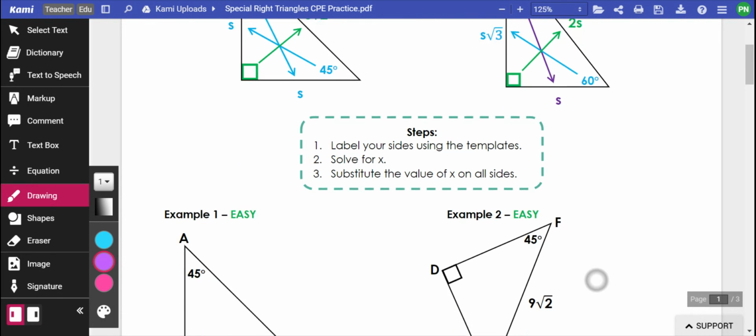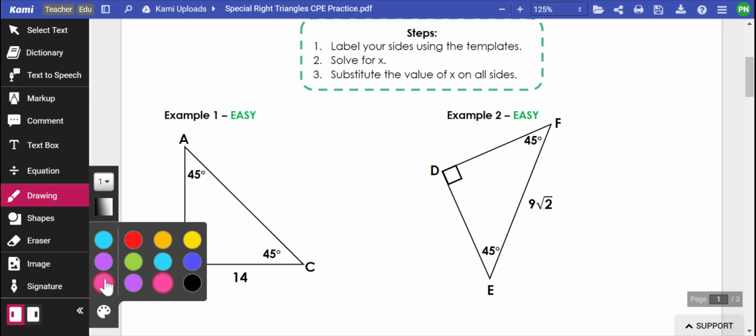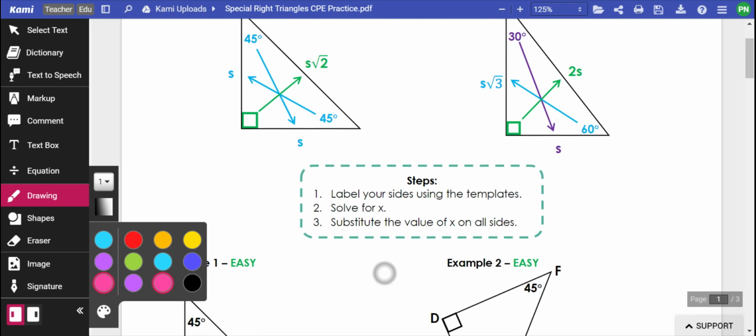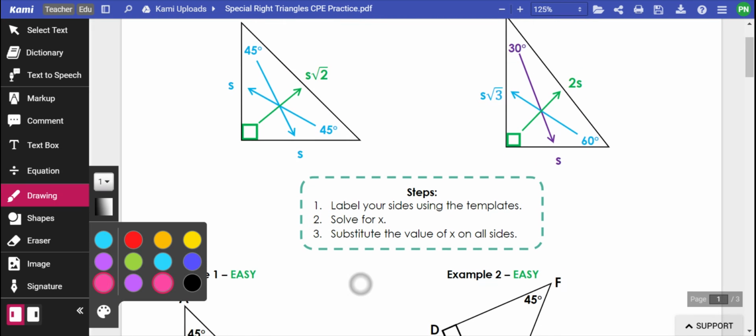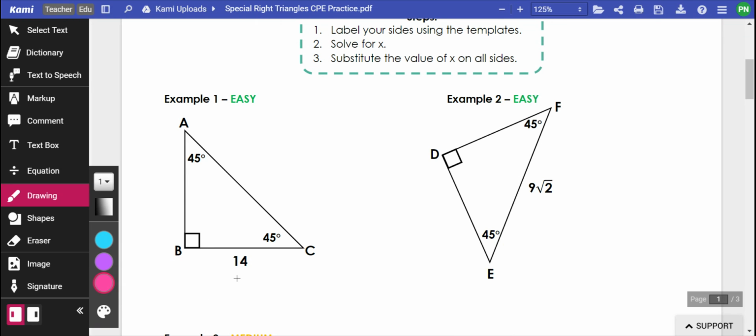So let's do some simple problems first. In my first example, I've got a 45, 45, 90 triangle, and I know that one of the legs is a length of 14. Now, I want to label my sides using the template. Based off the template, my two legs are going to be the same value, and my hypotenuse is s times the square root of 2. So this is s, s, and s times radical 2. Now we want to solve for x, in this case s.